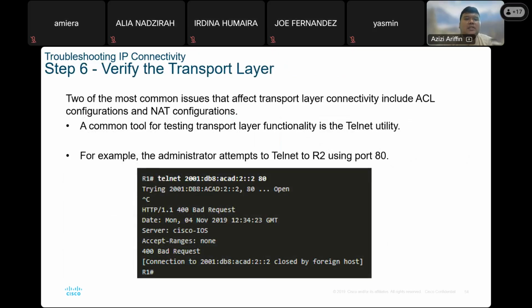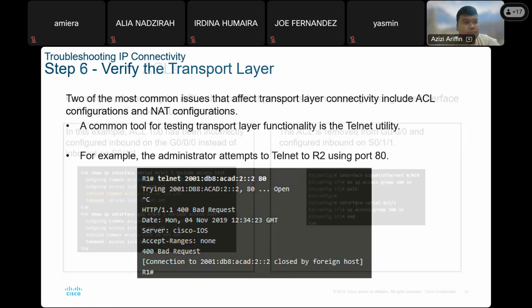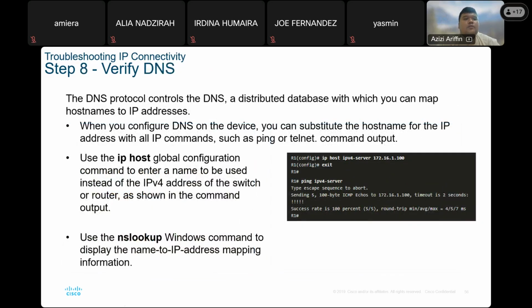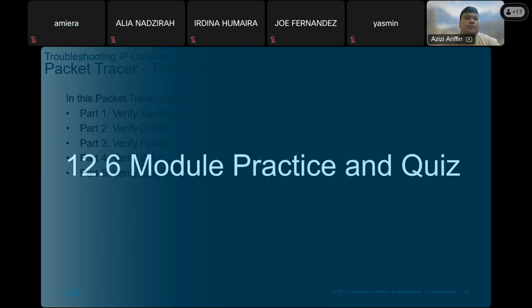When we want to check the transport layer, we can use telnet to check whether the port is open or not. Port 80, 443, port 21, we can use telnet to make sure that we can get a reply. If we get a reply, that means the port is open. If not, that means the port is closed, and maybe there is an issue with ACL. This is when we want to verify ACL. And if we want to verify DNS, we can do a ping with the domain. So that's all for troubleshooting.